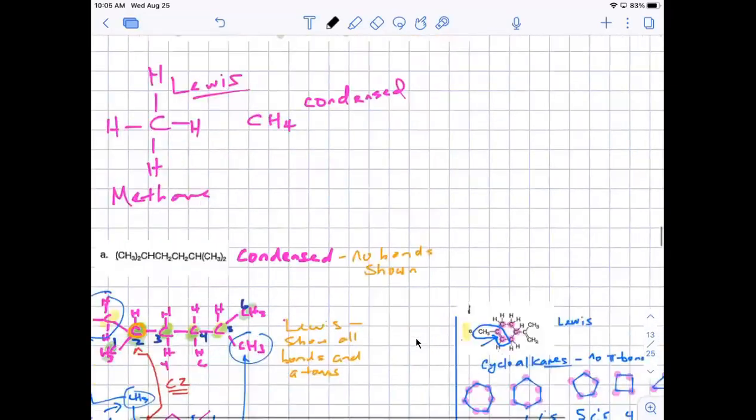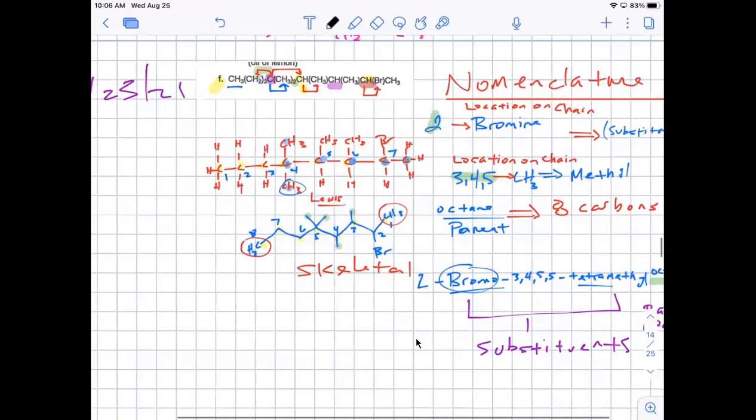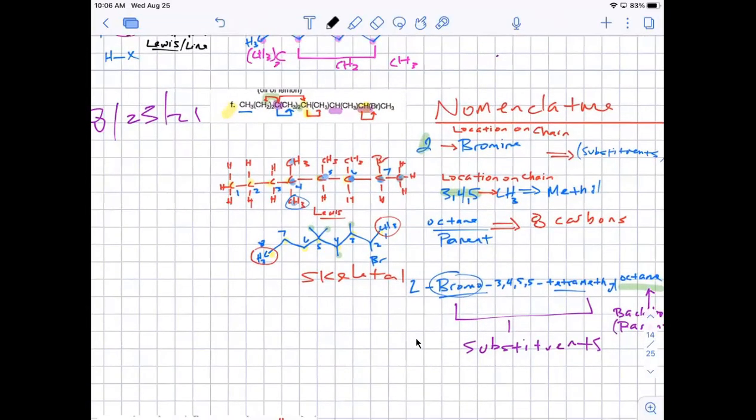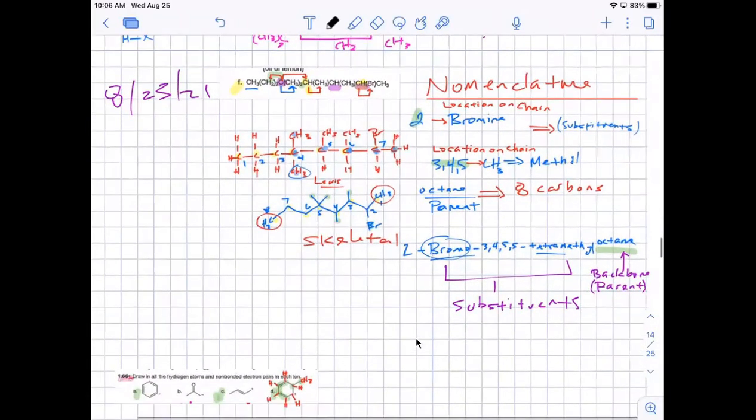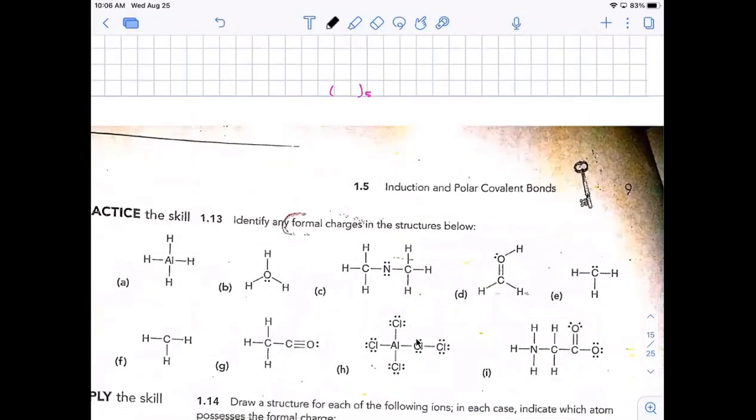Let me see where we stopped. We stopped with this example right here, I think. And I cleaned those notes up before I uploaded them to Blackboard, because they didn't look so hot.